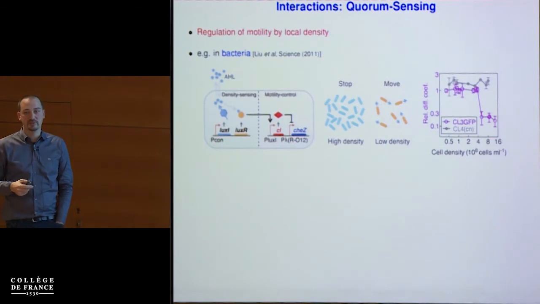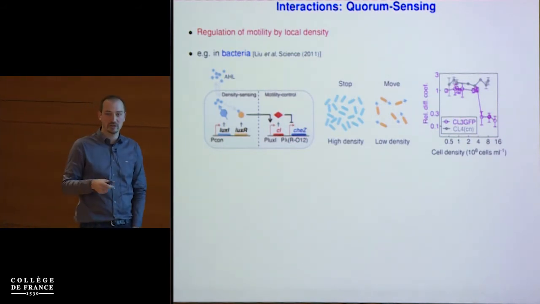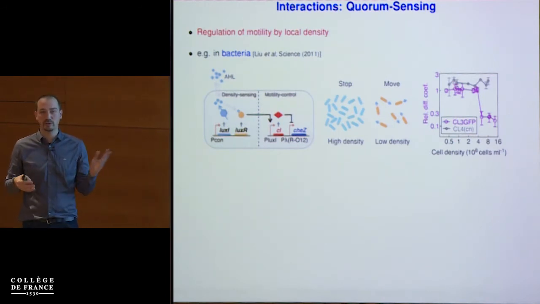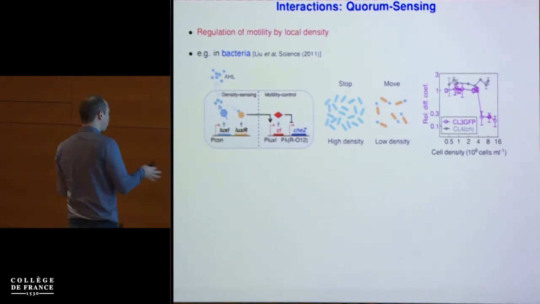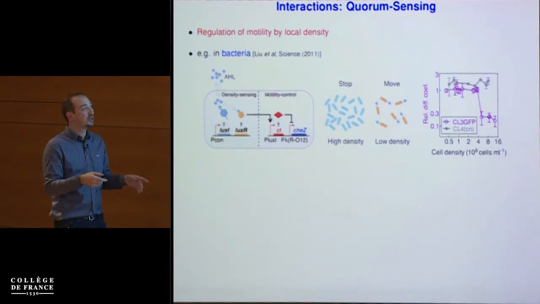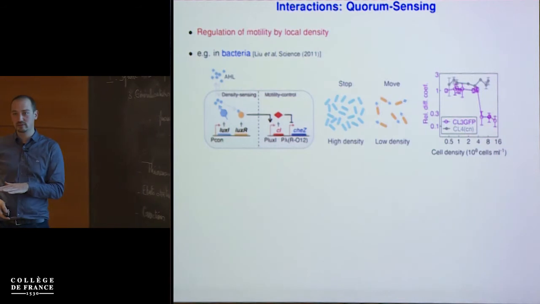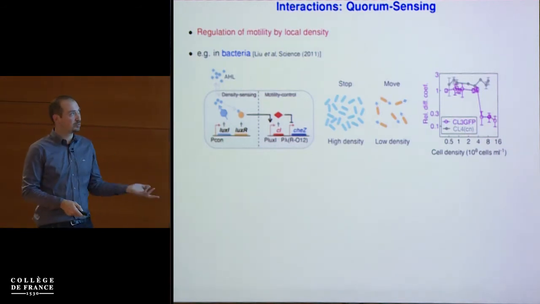CheY is a protein that's involved in the run and tumble dynamics of bacteria. So basically, if you don't have CheY, you spend all your time tumbling. So you're just changing direction all the time. You're not going anywhere. You need CheY to resume a running phase. So if you don't have CheY, you don't move. If you have lots of CheY, you move a lot.